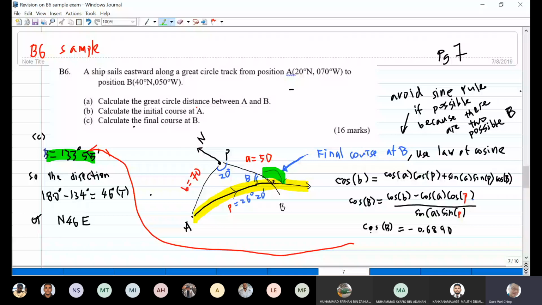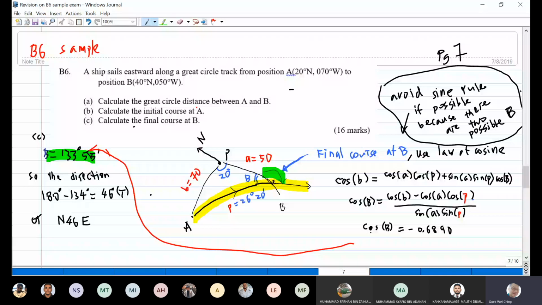Once you have angle B, what is the bearing of the ship in the green color? It is actually 46 degrees. Angle B is not the one we want; B is actually 133.55, so 134 degrees. So the correct answer is the true bearing, north 46 degrees east. So this is the last part of B6 there.